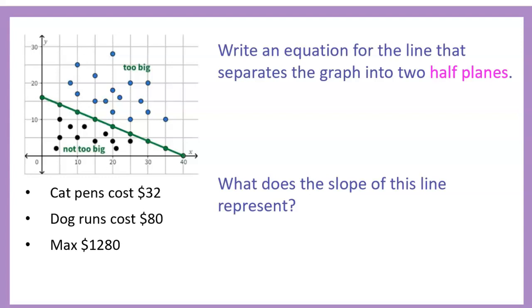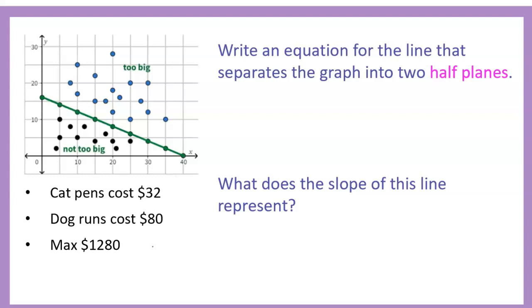And we want to write an equation for the line that separates the graph into two half planes. Now, we haven't talked about what planes are, but you can think of it basically as a sheet of paper. It's something that's flat and only has two dimensions. We call this a coordinate plane. And this line right here will divide the coordinate plane in two pieces, one below it and one above it. So we want to write an equation for this line.